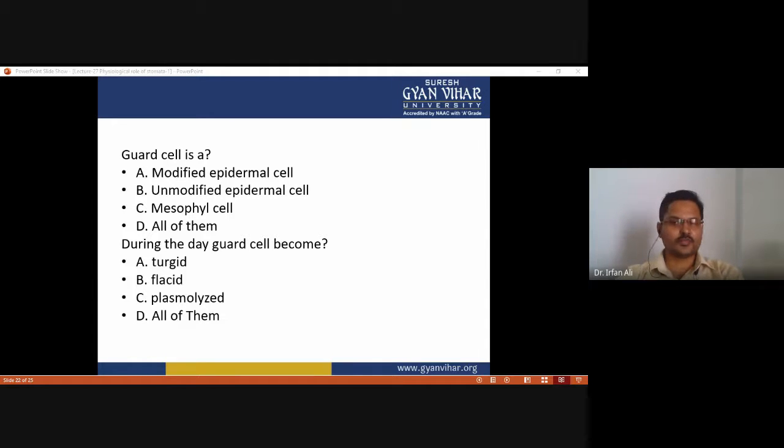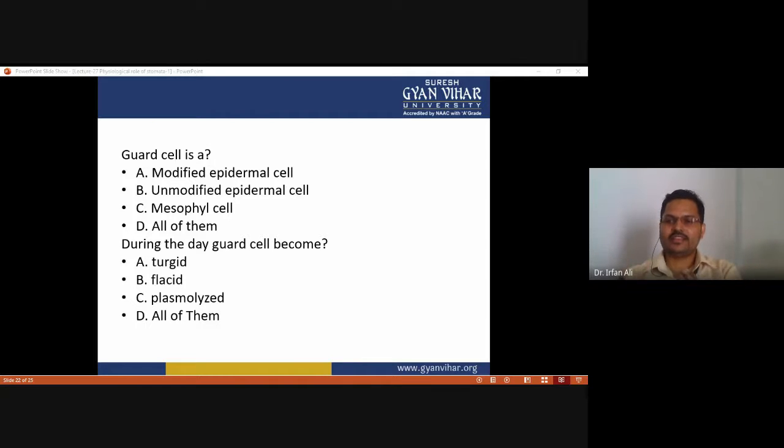Okay, in osmosis, if you remember, there are three conditions. The first is the hypotonic condition, the second is the isotonic condition, and the third is the hypertonic condition. When there is a hypotonic condition, the concentration around the cell is low. So at that time water enters in. So the cell becomes turgid in the hypotonic condition.